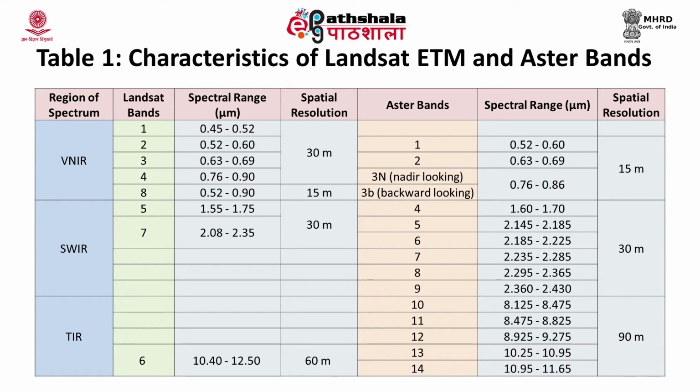And you can see bands 1, 2, 3N, 3B, that is how we are taking the images, based on that 3N and 3B is divided. And if you come to the short wave infrared radiation, there you can see bands starting from 4 to 9, with a spectral range from 4.6 to 2.430, and it has a spatial resolution of 30 meter. And if you come to the TIR region, there you have bands 10, 11, 12, 13 and 14, and it starts from 8.125 to 11.65, and it has a spatial resolution of 90 meter.